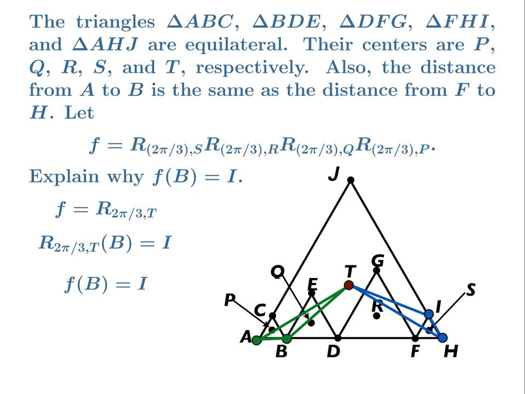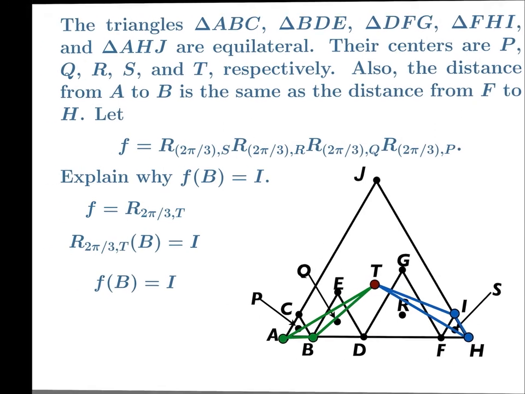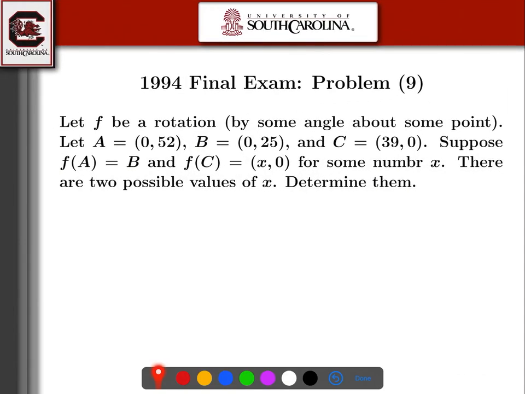Let me go on to the next problem. So here, F is a rotation. I'm not telling you what the angle is or what the point is that you're rotating around, but it takes A to B. F of A equals B, where A and B are two particular points here. A is (0,52) and B is (0,25). Those are on the y-axis. And then we have the point C on the x-axis, and F of C is equal to (x,0) for some number x. The problem is to figure out what x is.